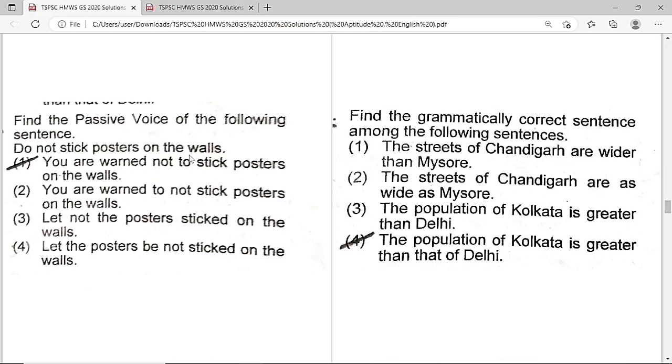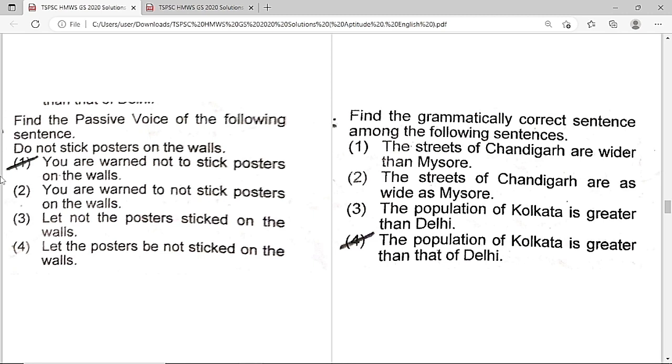Now we are going to discuss another question. See the question here. Find the passive voice of the following sentence. So basically we have to find what is the passive voice of the following sentence: do not stick posters on the walls. So this is basically an active voice. So we have to find what is the passive voice for this statement. Out of these four options, option A is the correct solution of this question.